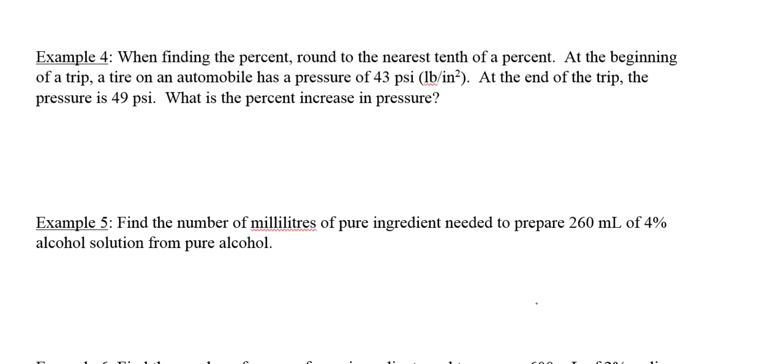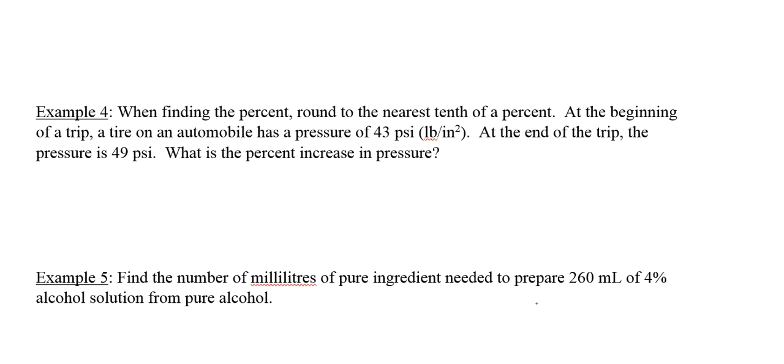So a couple more examples here. When finding the percent, round to the nearest tenth of the percent. At the beginning of a trip, a tire on an automobile has a pressure of 43 psi, which are pounds per square inch. At the end of the trip, the pressure is 49 psi. What is the percent increase in pressure?